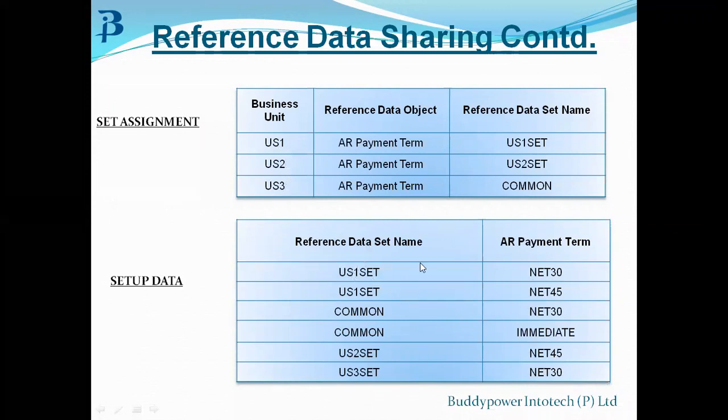For US1, there is net 30, net 45, and common immediate. For US2, net 45 and common immediate. And for US3, net 30 and common immediate. Good. So you basically got the idea of what reference data sharing is.